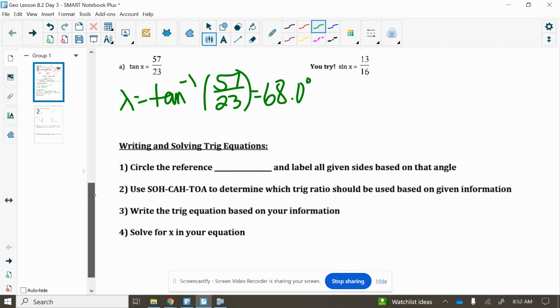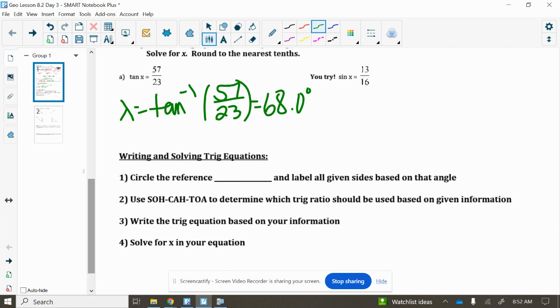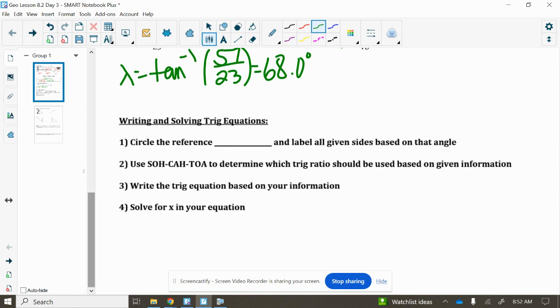All right, another one for you to try then. This time you are using a sine and you are finding the value of x. Now, similar to what we did yesterday, we are still setting up our equations by circling the reference angle and labeling all of that given information. Then we use SOHCAHTOA to decide what's the best sine, cosine, or tangent to use, and then we will solve our equation based on that.